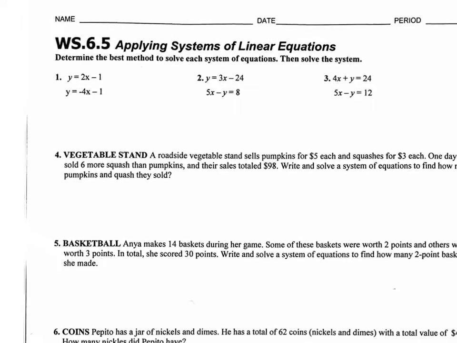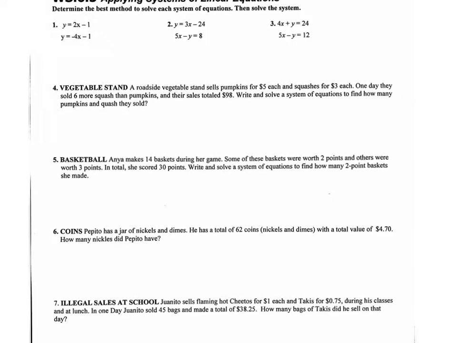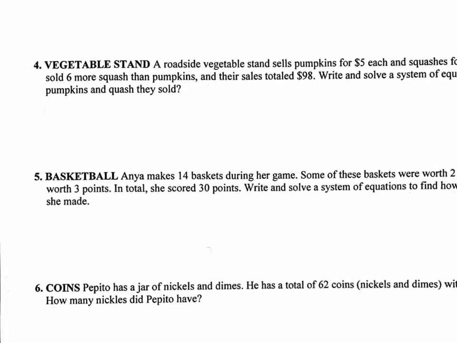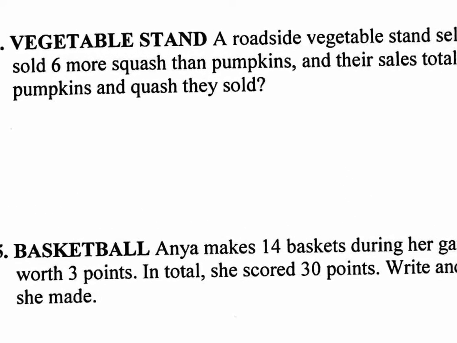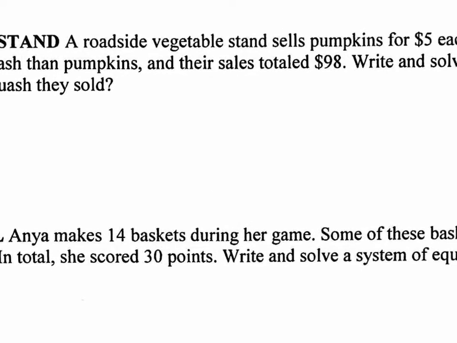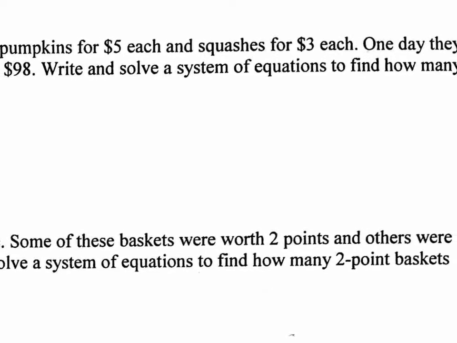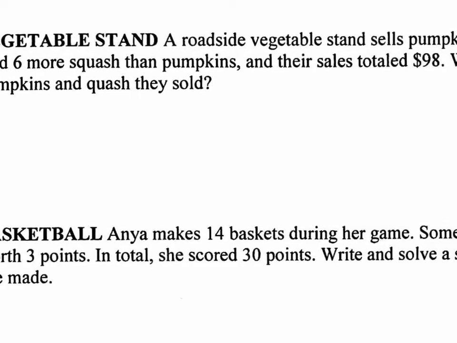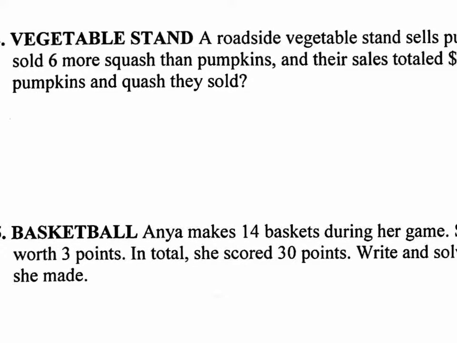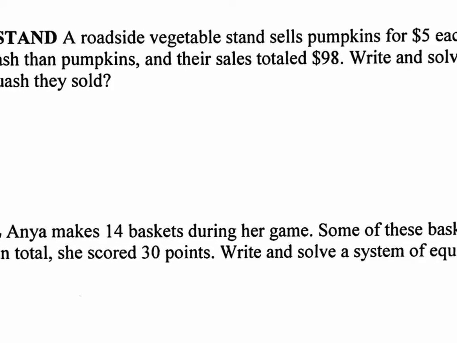All right, guys, so we want to make a video on the even problems on the homework. So, number 4, vegetable stand. It says a roadside vegetable stand sells pumpkins for $5 each and squash for $3 each. One day, they sold 6 more squash than pumpkins, and their sales totaled $98.